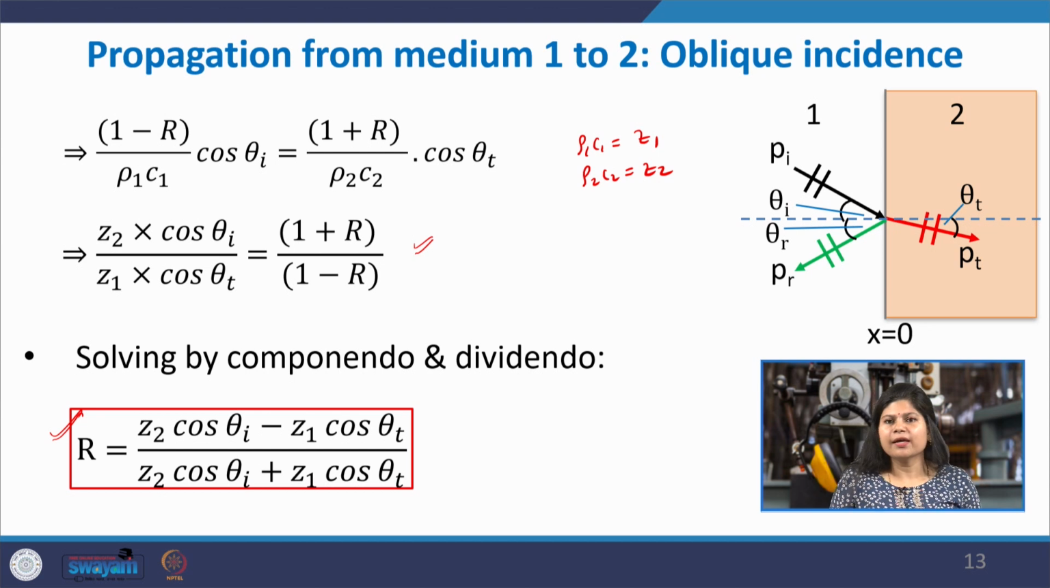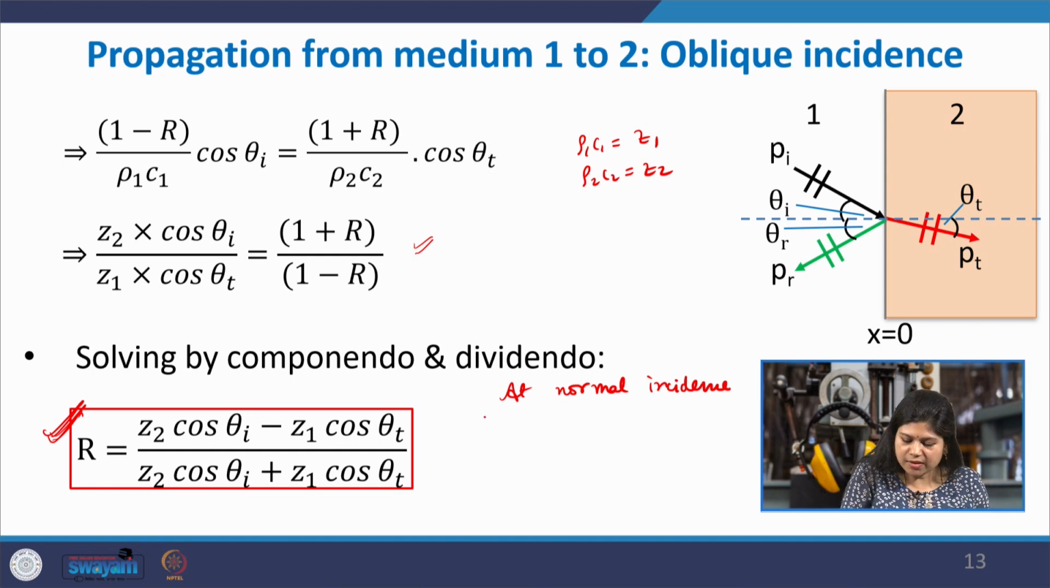Now, this is a generic equation, and normal incidence becomes a special case of this generic equation. So, normal incidence is a special case of oblique incidence, where theta I is equal to 0 degree, and this is the same as theta r.